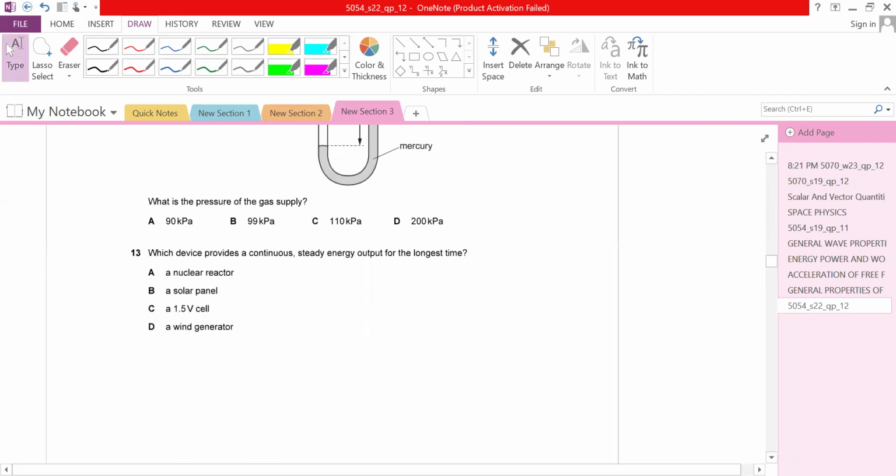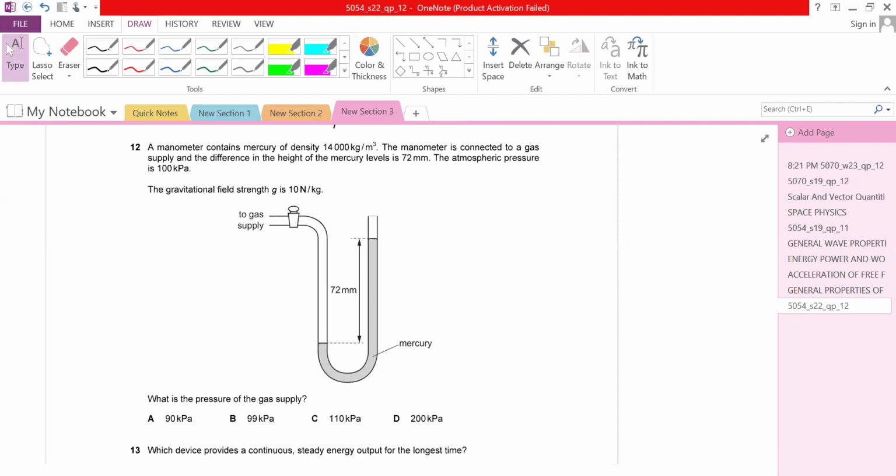Question number 12. A manometer contains mercury of density 14000 kilograms per meter cube. The manometer is connected to a gas supply and the difference in the height of mercury level is 72 mm and the atmospheric pressure is 100 pascals. The gravitational field strength is given in the question as 10. What is the pressure of the gas supply? So now you have to calculate the pressure of the gas supplied.